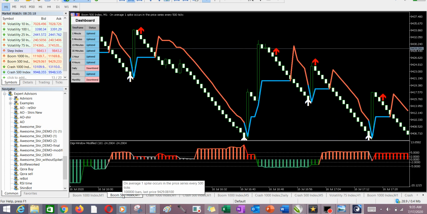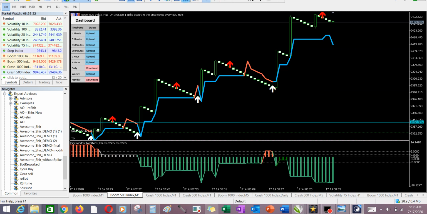So let's go to Boom 500. Presently Boom 500 is favoring those that love trading spikes. So if you are the type that loves selling boom, stay away from the market. You can see the region is green. This is what you use to confirm your trade.